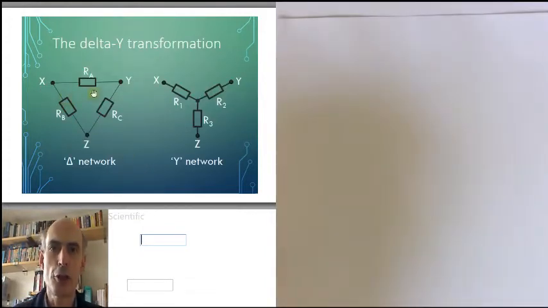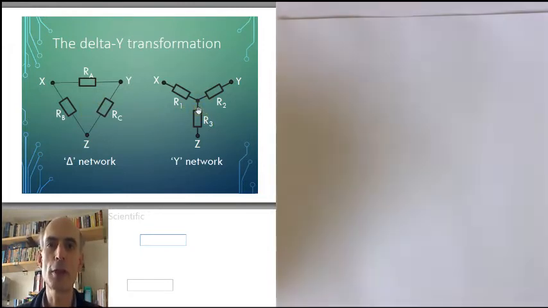A 3-terminal resistor network, which looks like this, a so-called delta shape. It's actually a delta upside down, but for some reason it's called a delta shape, is equivalent to a 3-terminal network that looks like this, known as the Y network. And if you choose the resistors correctly, you can swap out one of these 3-terminal networks with another 3-terminal network, and the rest of the circuit would behave exactly the same.